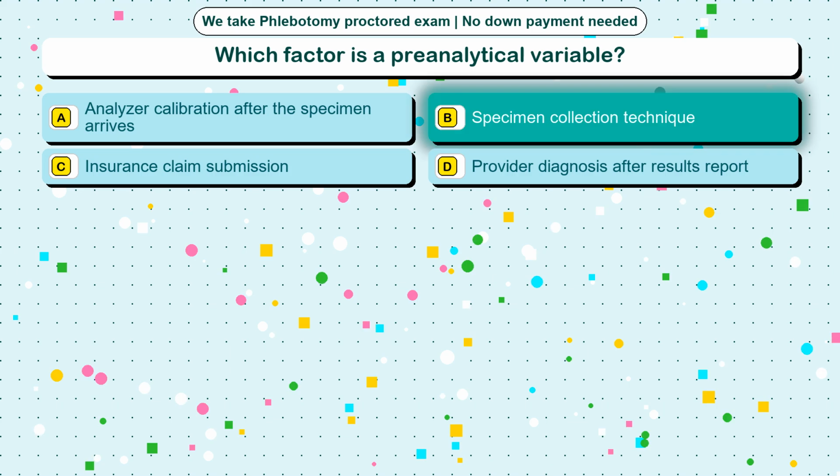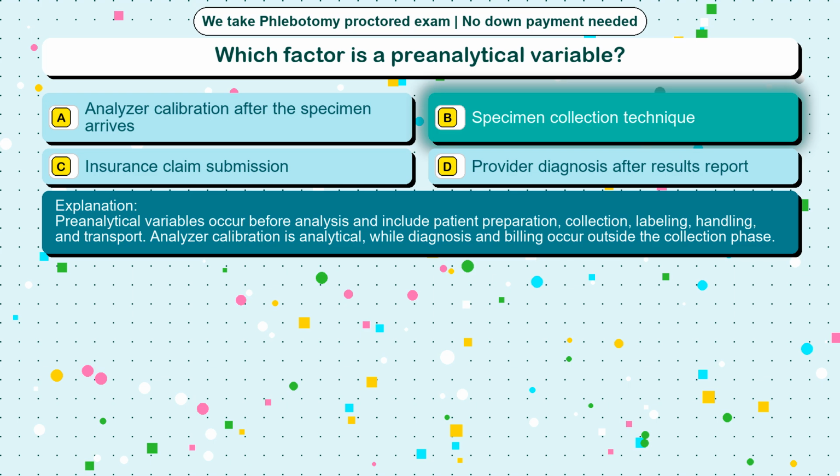The correct answer is option B, specimen collection technique. Pre-analytical variables occur before analysis and include patient preparation, collection, labeling, handling, and transport. Analyzer calibration is analytical, while diagnosis and billing occur outside the collection phase.